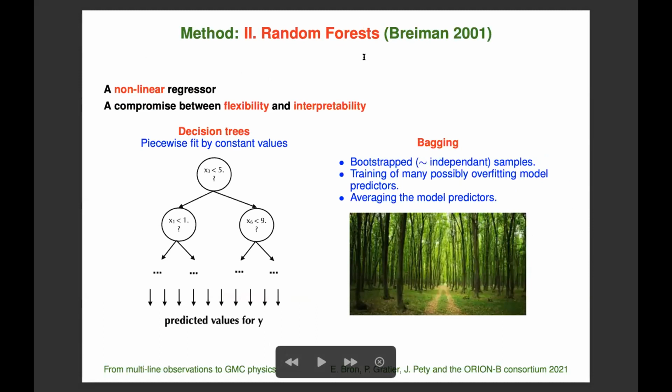In particular, we use the random forest, which is a non-linear regressor, which is going to be able to have a compromise between high flexibility and interpretability. So it's not as far as a neural network, which is difficult to interpret, but it's still flexible enough to get a really good result. You can read about random forest in this paper, but basically it's a combination of decision trees, so piecewise fit by constant values, but you take a lot of them and you average the results out at the end to get less biased results, and especially less sensitivity to noise.